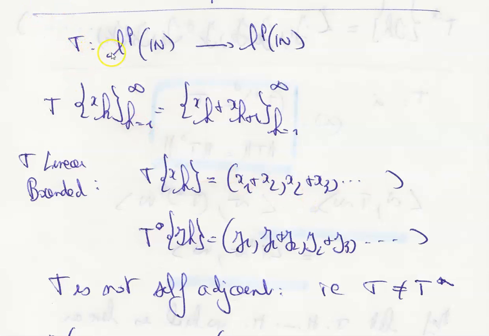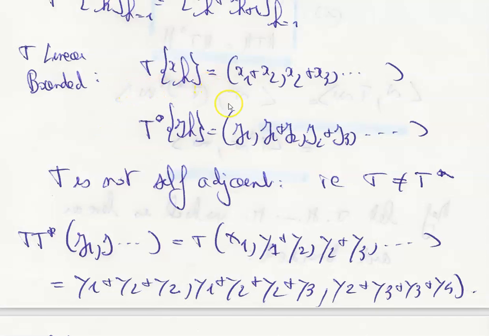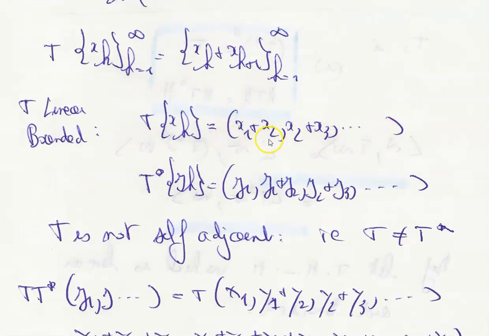So we consider T, the operator that goes from lp of N to lp of N, with the property that T applied to the sequence xk for k from 1 to infinity is the sequence xk plus xk+1 for k from 1 to infinity. T is linear and bounded. T of xk is defined by the following sequence: for the first component, x1 plus x2; for the second component, x2 plus x3; for the third component, x3 plus x4, etc. And we see that T star applied to the sequence yk is the sequence that has y1 for the first component, y1 plus y2 for the second, y2 plus y3 for the third, y3 plus y4 for the fourth, etc.